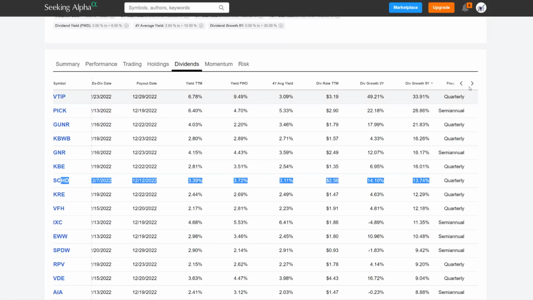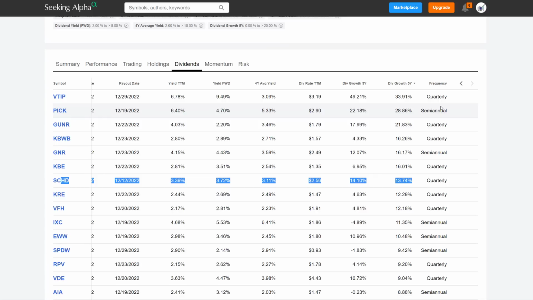Now, over here to the right, you can see the frequency of when the dividend is paid out. In my opinion, anytime a dividend is paid semi-annually, that is a no-go for me. Because I want to live off the dividend income, I want to get the dividend paid more than twice a year. Okay, so regardless if it's the best ETF in the world, I don't care. This is just me personally. I don't want it. At the minimum, I want a quarterly dividend.